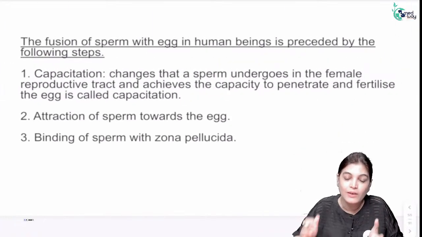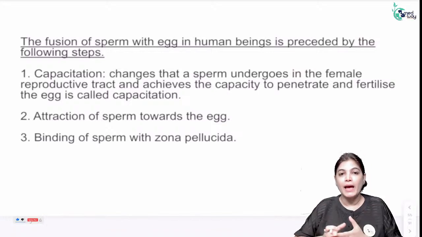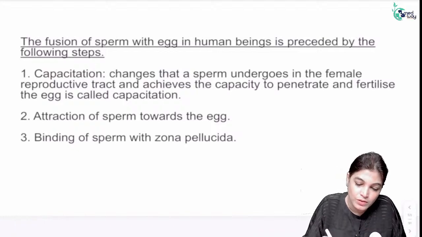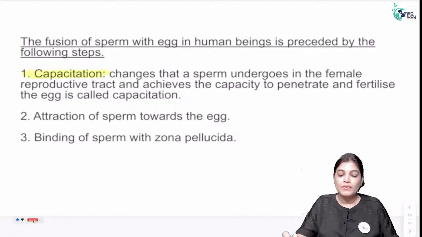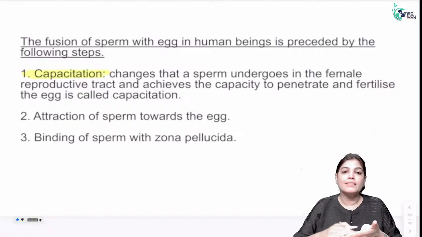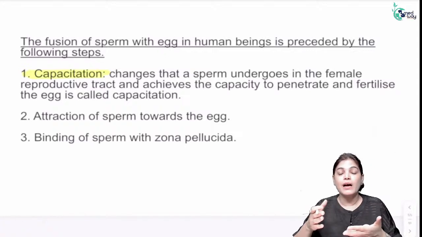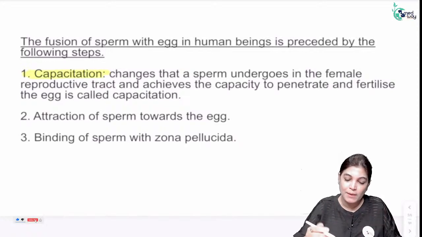So exactly what happens? What are the steps? Fusion of sperm and egg takes place and the following steps are there. The first step which I want to tell you about is capacitation. So what is capacitation? It is the conditioning of the sperm which happens when it has to traverse the female reproductive tract. Some changes happen to achieve the capacity of penetrating and fertilizing the egg, and that is called capacitation.